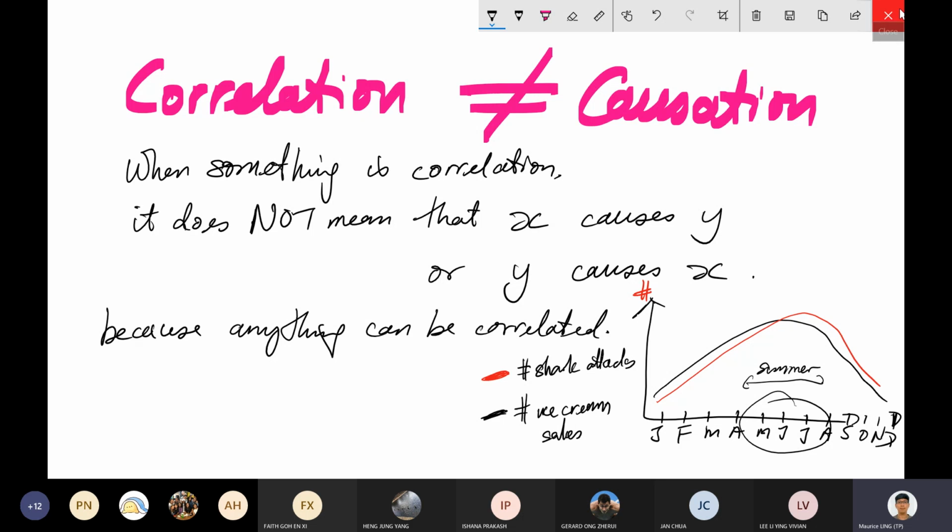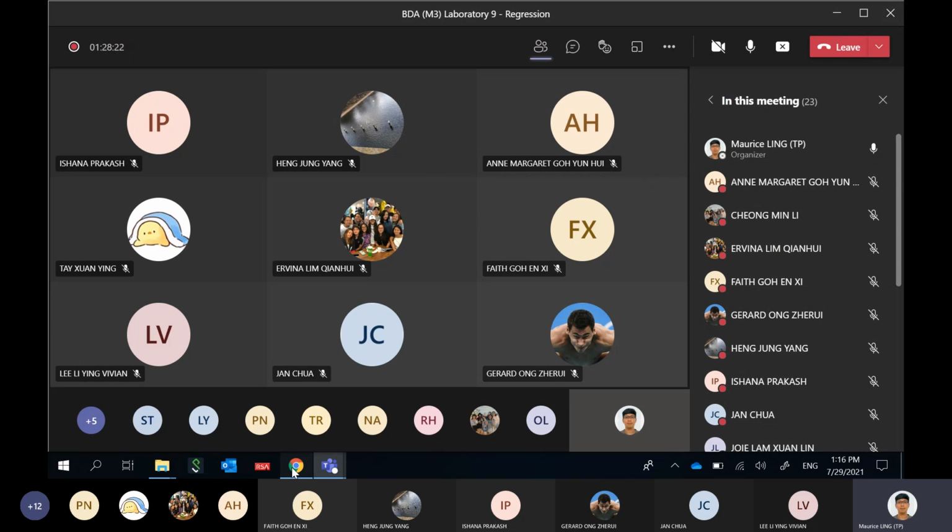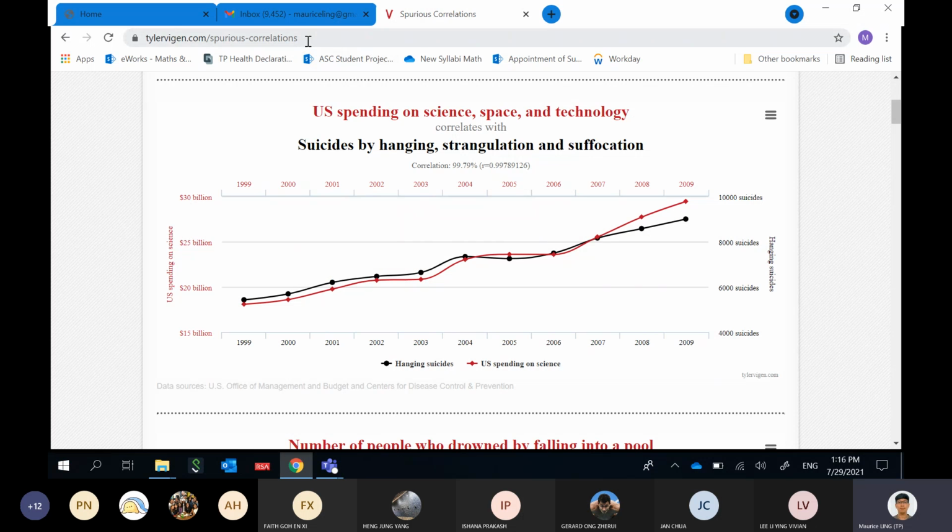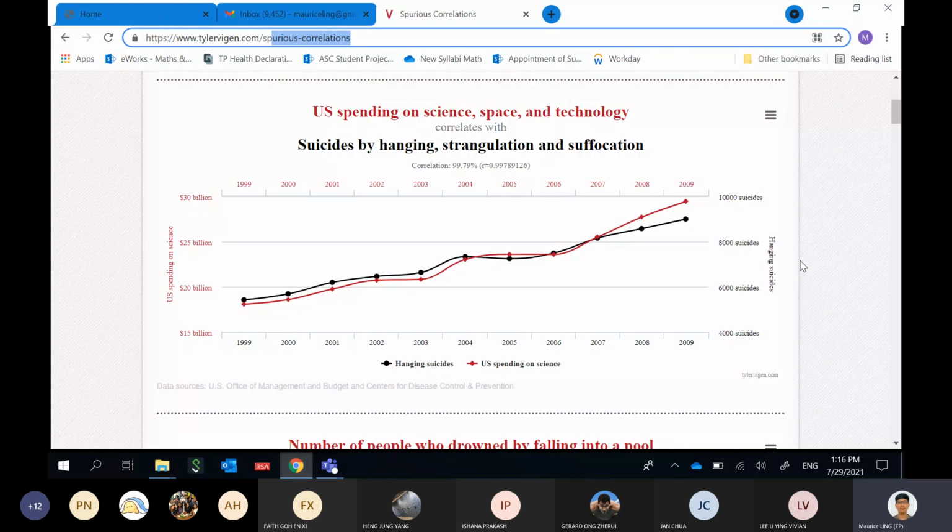And I want to show you this website, which is quite interesting. You can type this thing called spurious correlation. Look at this. The US spending on science, space and technology is actually very well correlated with suicide by hanging, strangulation, and suffocation. The correlation is 0.997. So we should not spend money on science because it causes people to die by hanging. Okay.